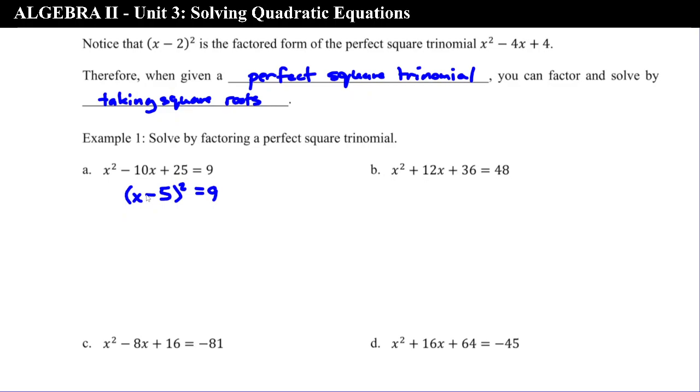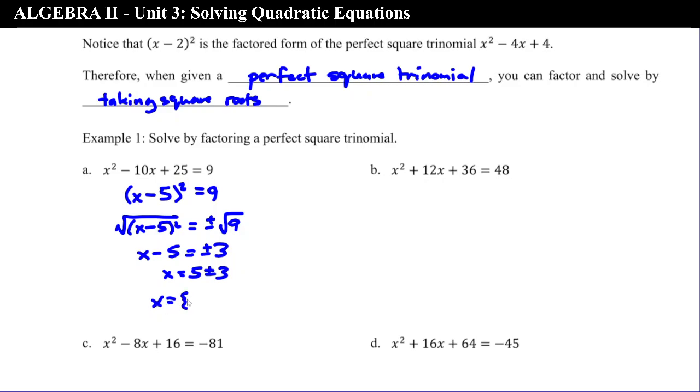Now from here, we're just going back to what we did in the last section. So this first step's really the only thing new that we're doing here. Because from here, all we have to do is take the square root of each side. And when we do, we get x minus 5 equals plus or minus 3. x equals 5 plus or minus 3. And we can actually get two answers from this because these are both just numbers. So x equals 8 or x equals 2. So those are our two solutions.